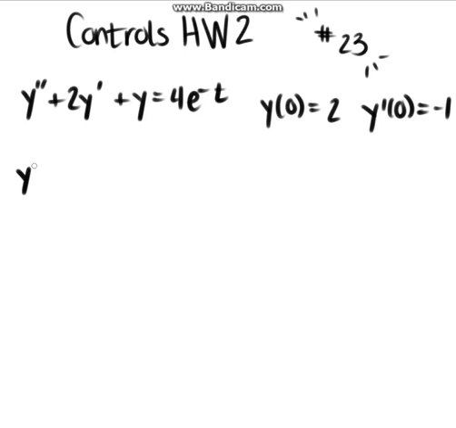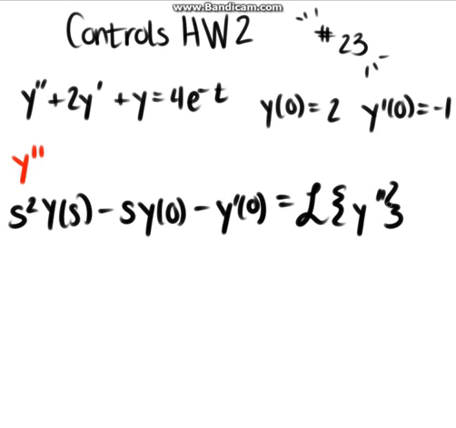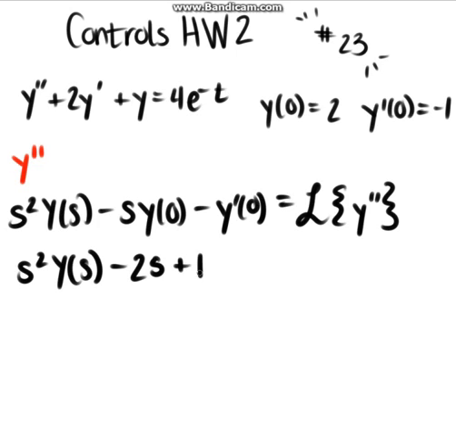So for the Laplace transform of y double prime, it's going to be equal to s squared times Y of s minus, just kidding, s times y of 0 minus y prime of 0. And that is the Laplace transform of y double prime.